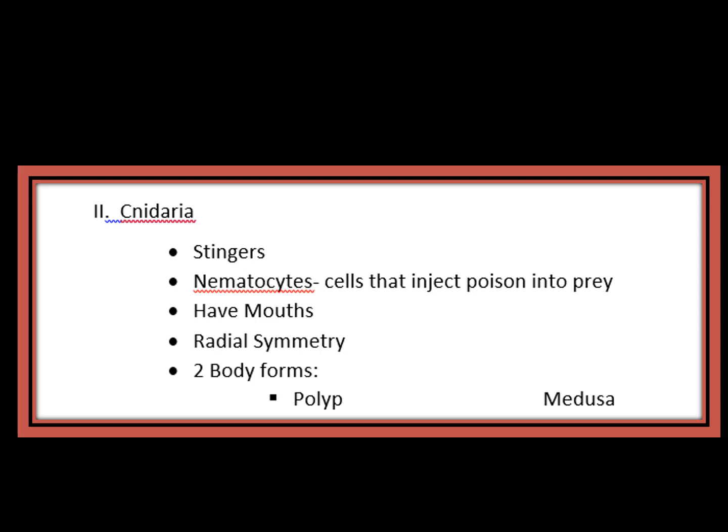So if you're going to add to your note page, this would be Roman numeral 2, the Cnidarians or Cnidaria. Remember that these guys have stingers. They have the nematocysts that inject that poison into the prey. Remember that they have mouths that they bring the prey up into to dissolve and extract the nutrients from. They have radial symmetry, and they have two body forms, which are polyp and medusa.